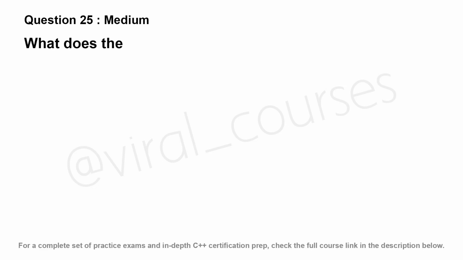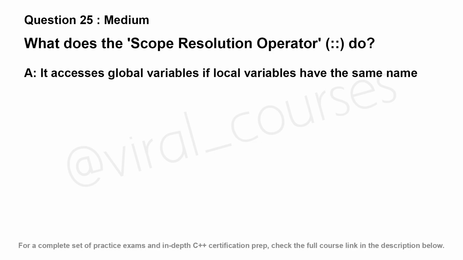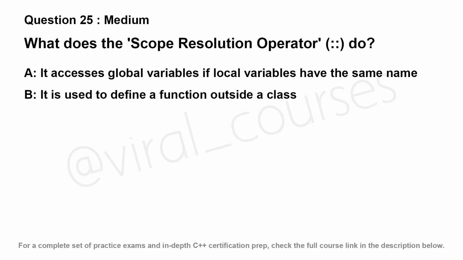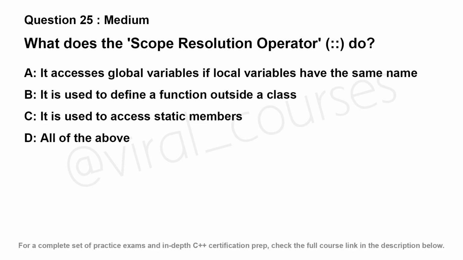What does the scope resolution operator do? Option A. It accesses global variables if local variables have the same name. Option B. It is used to define a function outside a class. Option C. It is used to access static members. Option D. All of the above.